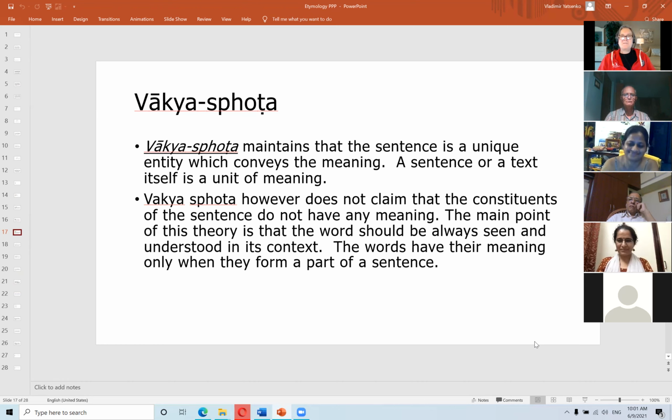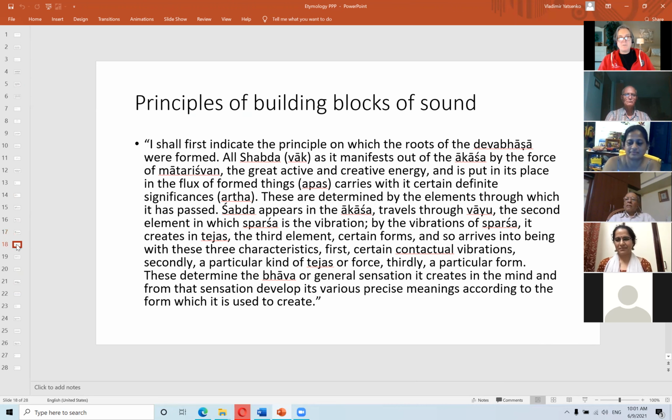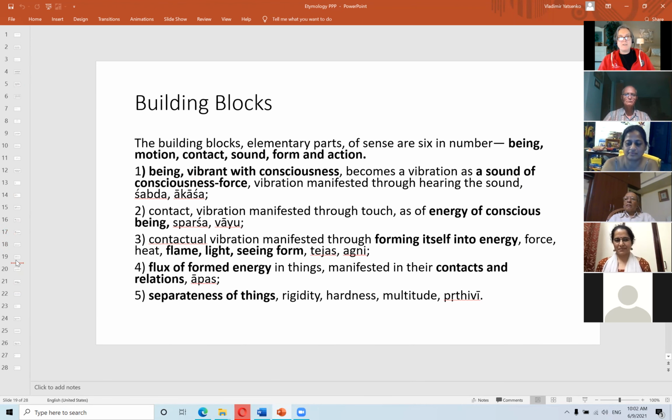Absolutely, yes, very nice. Thank you for today. And so we will continue next time, I guess. We will go straight to the sounds and look at how they are building the meanings, starting from Varna Sphota.